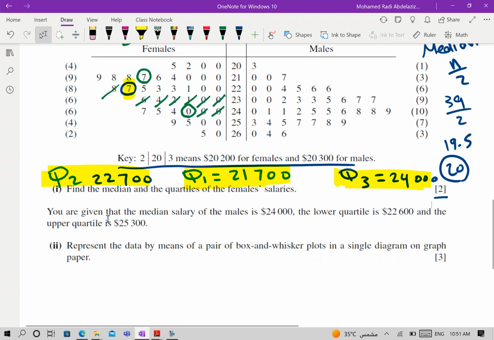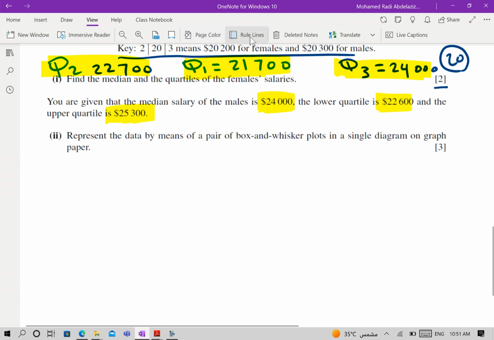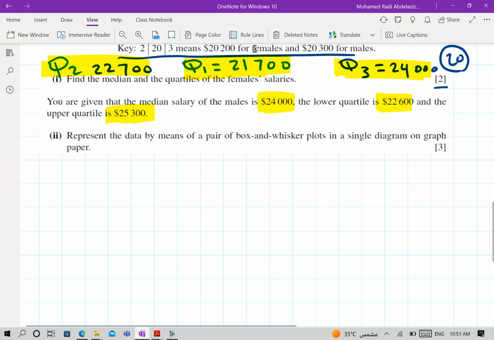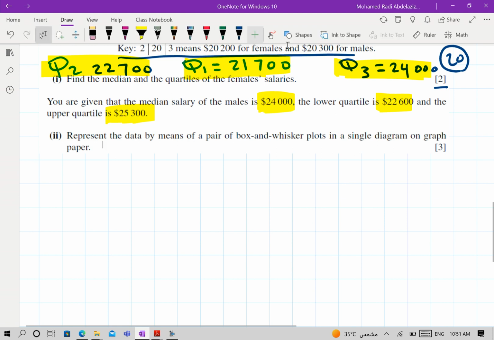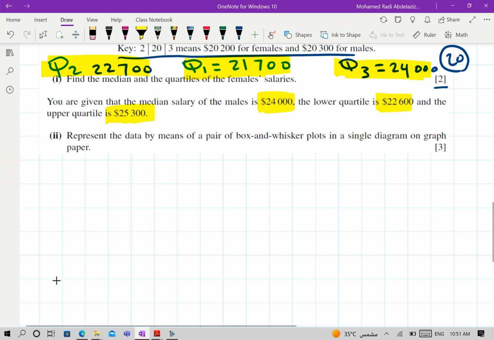You are given the median salary of males, no need to count it, a lower quartile given, the upper quartile given. Represent the data by means of a pair of box and whisker plots for both. First, you have to draw a horizontal line, and this horizontal line has a scale. The minimum and maximum for each have to be on the line by drawing the number line.